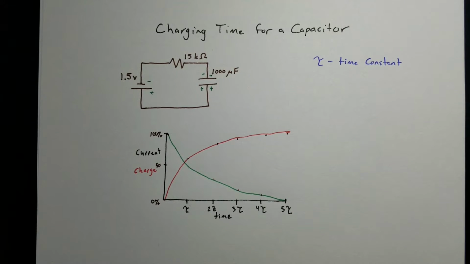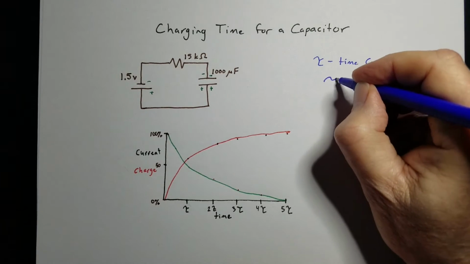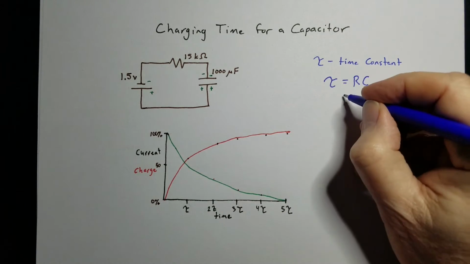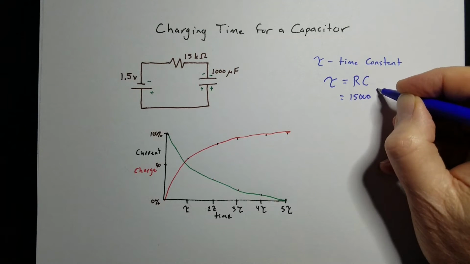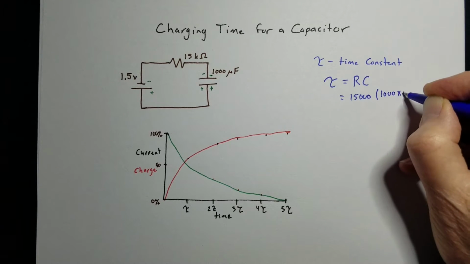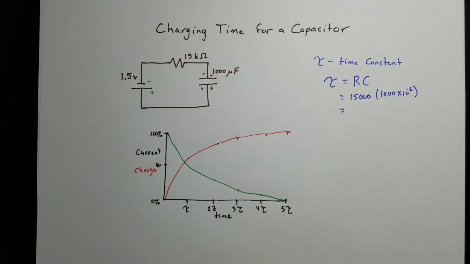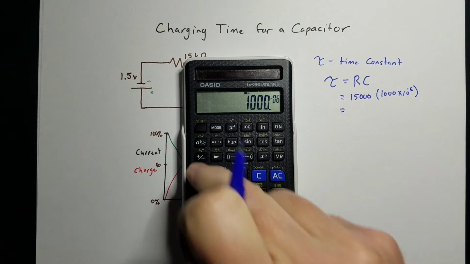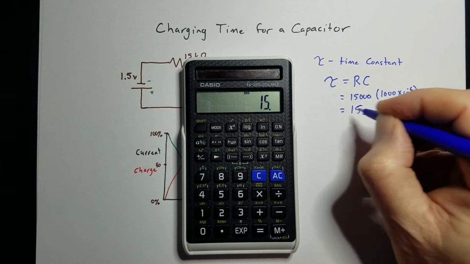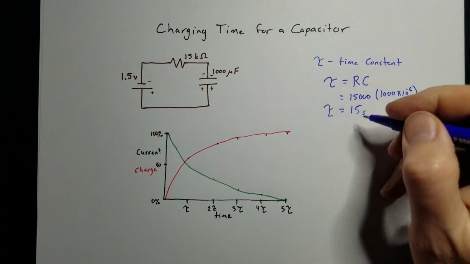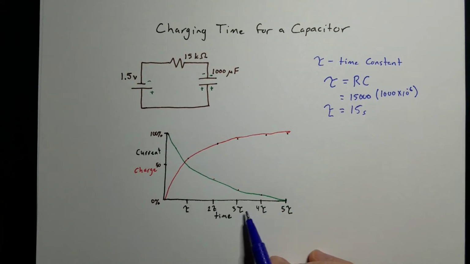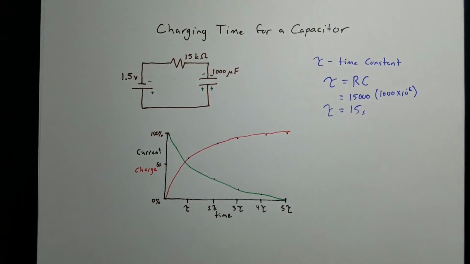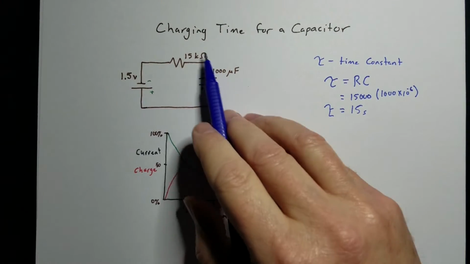Well, we have something known as a time constant with capacitors. Your time constant, which we use the Greek letter tau for, is simply the resistance times the capacitance. For this circuit, it'll be the 15,000 ohm resistor times the 1,000 microfarad capacitor. If we do that, we get 15,000 times 1,000 times 10 to the negative 6. We get 15 seconds. And so this tau is 15 seconds. So after about 5 of those time constants, in other words 75 seconds, that capacitor should be completely charged. And when it's completely charged, no current can flow through the circuit anymore.